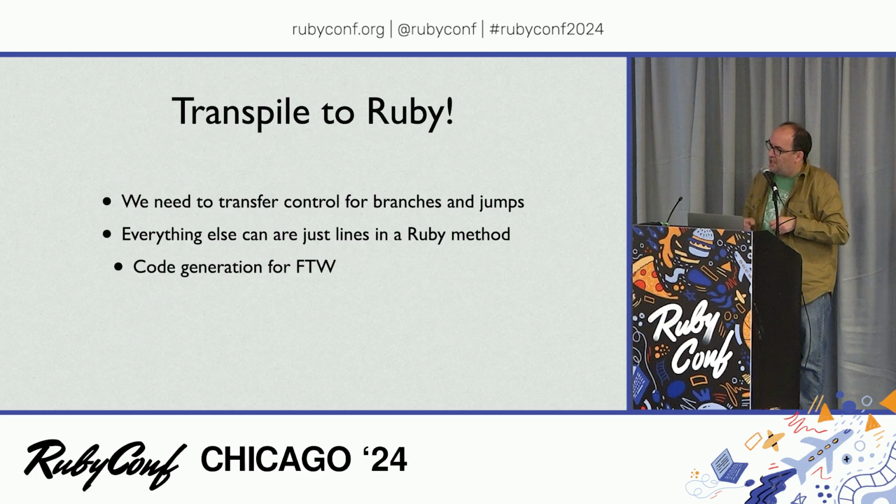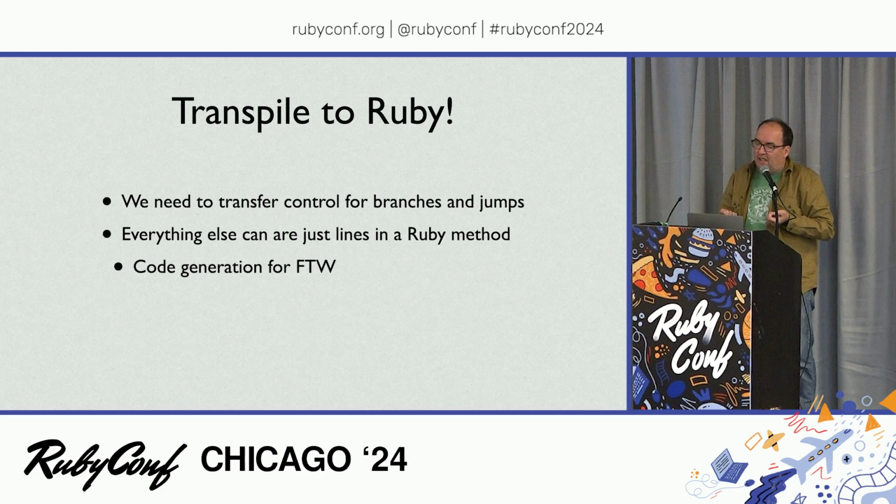And we're going to solve this by transpiling to Ruby. We still, unfortunately, because of the complexity of the language, have branches and jumps. So we'll still have to emulate the machine a little bit, but everything else can just become transpiled lines of Ruby. And then we get rid of the overhead of that.